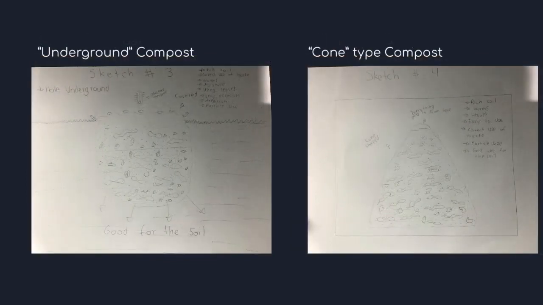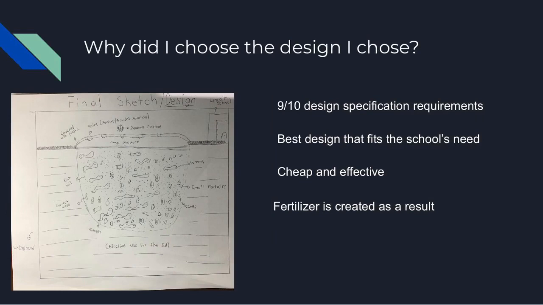You can see my third design, which was an underground compost, and my fourth design, which was a cone type compost. They each also meet most of the requirements I set and are very unique compared to the past 2 I showed you. I ended up choosing the underground compost, due to it being the one that fit the most requirements as well as the school's need. It's also cheap and effective, and a fertilizer is created as a result.